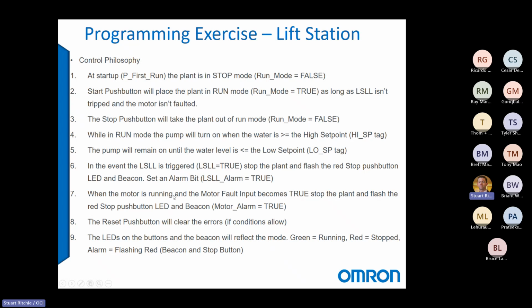When the motor's running and the motor fault input becomes true, we need to stop the plant and flash the push button and the beacon. The reset push button will clear errors if the conditions allow, and the LEDs on the buttons and the beacon will reflect the mode that the plant's in. So green will be running, red will be stopped, and if there's an alarm, we'll be flashing red on both the beacon and the stop button.